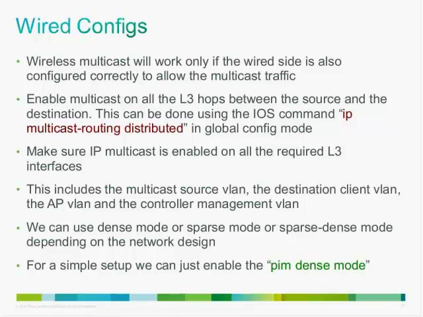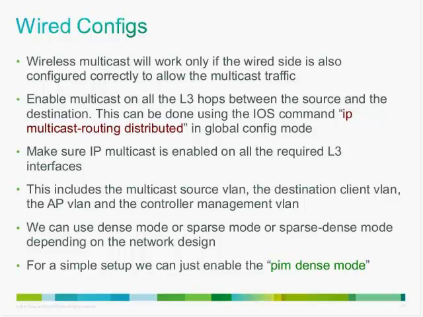Once this is done, we have to identify the subnets on which we want to enable multicast. We do not want to enable this on all the available subnets. We just want this on those subnets where we will be having the source, destination, or the client traffic.